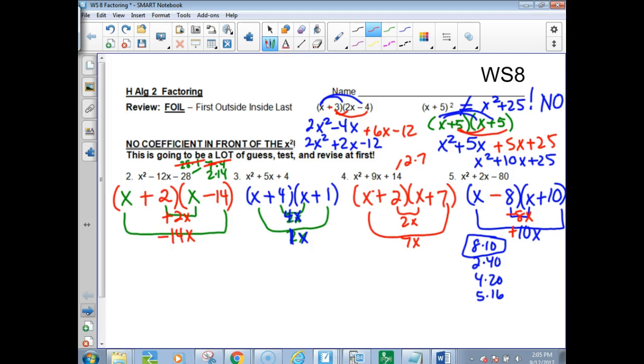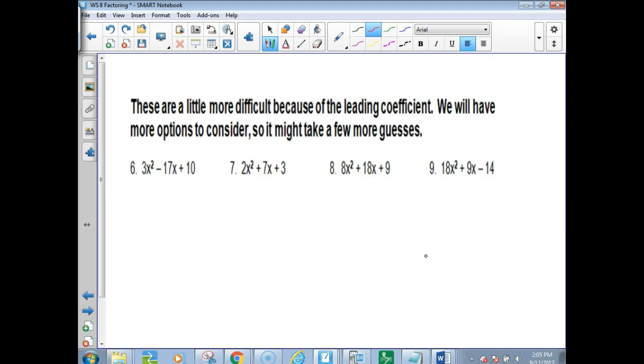I'm going to need the page. B, these are a little more difficult because of the leading coefficient. Now the term 4x squared is not 1. Okay, we have the coefficient is not 1 anymore. We will have more options to consider, so it might take a few more guesses. But we're lucky on the first one in that the number 3 is prime, and only 3 times 1 would give you a 3. So I'm going to do 3x and x.